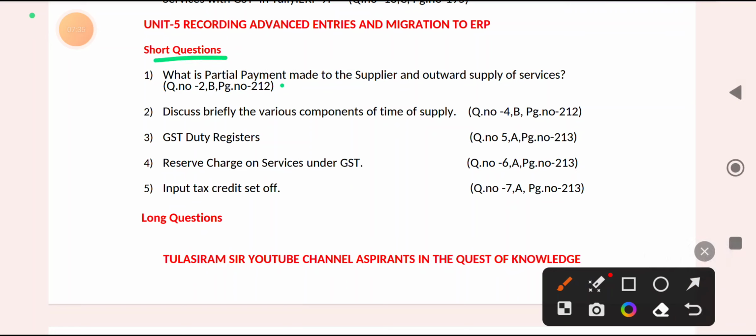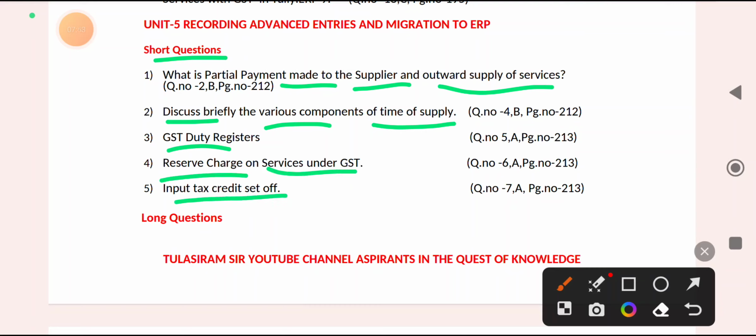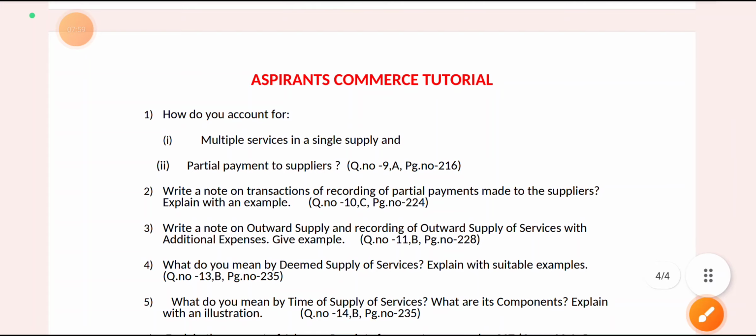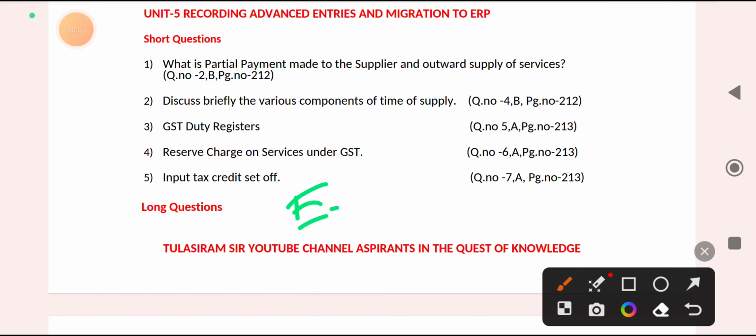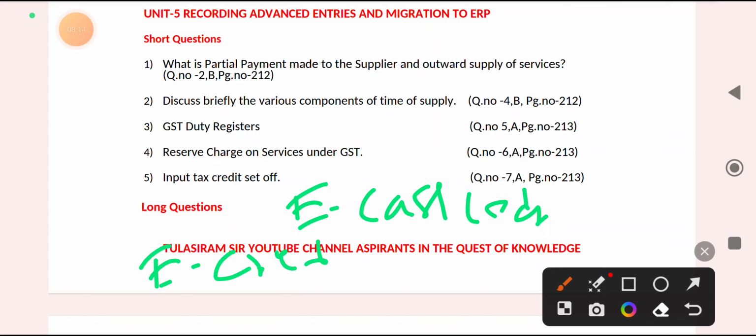short questions. Partial payment made to supplier and outward supply of services. Discuss briefly various components of title of supply. GST duty registration and reverse charge on service input tax credit set off. These are the theory questions from the 5th unit. And electronic cash ledger, e-cash ledger and e-credit ledger. These may also come.